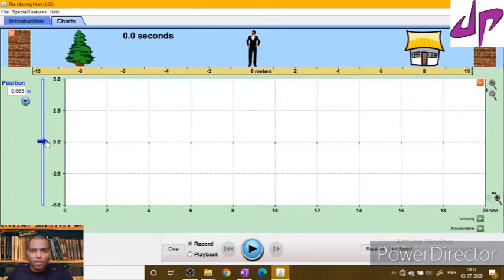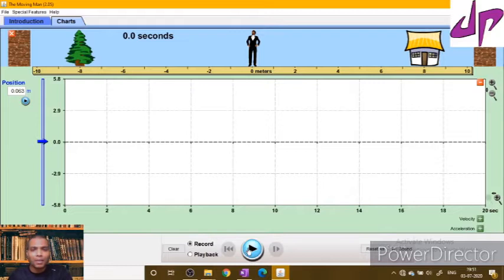And now you can see this square box. This is the graph. You can take this as the y-axis, position or distance in meters, and horizontally this is the x-axis: 0, 2, 4, 6, 8 and so on up to 20 seconds.